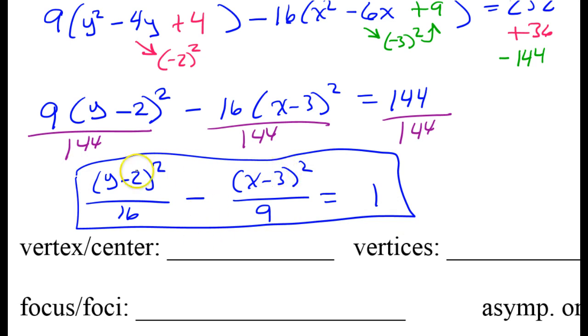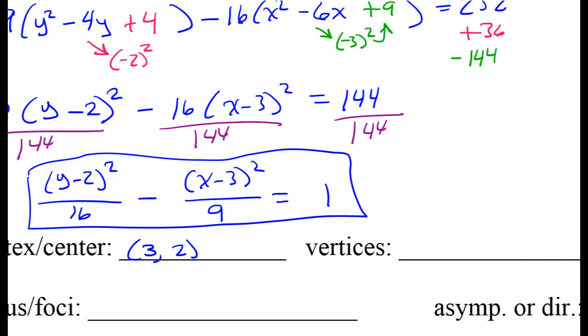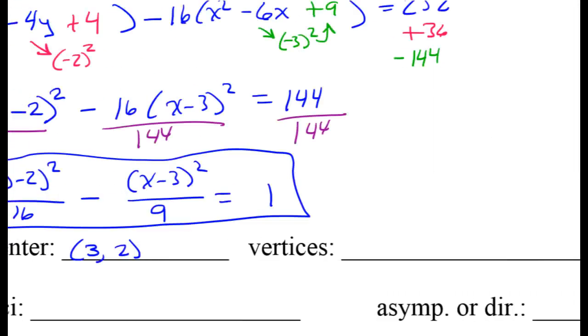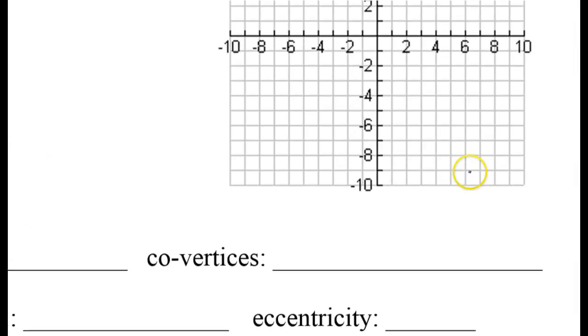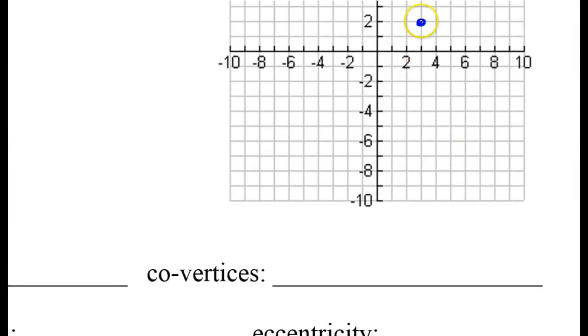So the center is going to be the opposite of these two, but remember the x-coordinate is going to come from the x part of the equation. The y-coordinate is going to come from the y part of the equation. So there is the center. And let's graph that. So that's 3, 2. So there's my center right there.